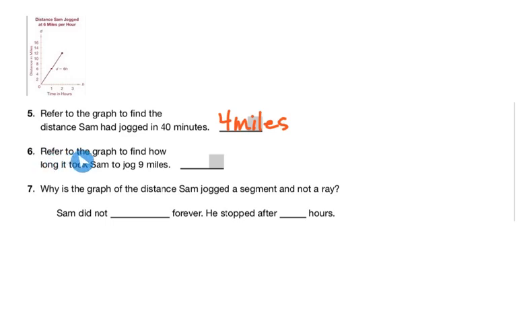Then it says, refer to the graph to find how long it took Sam to jog 9 miles. So now we want to go up to the graph and say, okay, well 9 miles is that tick mark in between the 8 and 10. And I want to follow it over here and then see how long it took. And on your graph, it's easier to see than this one. And hopefully you're seeing that it took 1.5 hours.